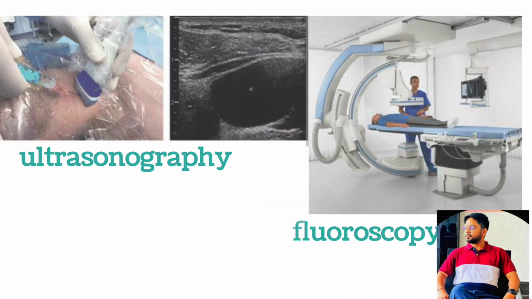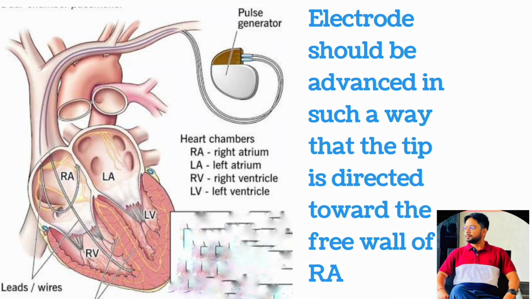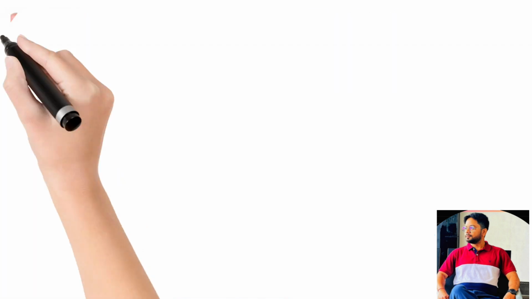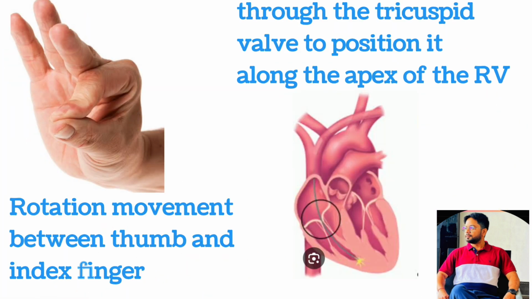The electrode should be advanced in such a way that the tip is directed towards the free wall of the right atrium. Pass the wire with the help of rotational movement between the thumb and the index finger through the tricuspid valve to position it along the apex of the right ventricle.